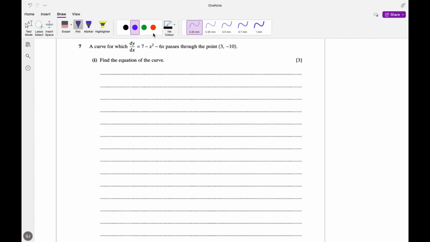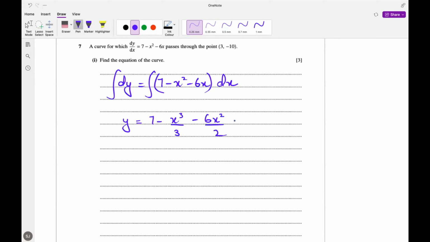Now in this question, we have a curve for which the dy by dx is given and it passes through the point 3 comma minus 10. We have to find the equation of the curve. Now to find the equation of the curve, we'll integrate the dy dx. So we can first write this expression as dy is equals to 7 minus x squared minus 6x. And we can bring the dx on this side. Now integrating both the sides, we get y is equals to 7 minus x cube upon 3. So in integration, we increase the power by 1 and divide by the new power. And this will become 6x squared upon 2 plus c.